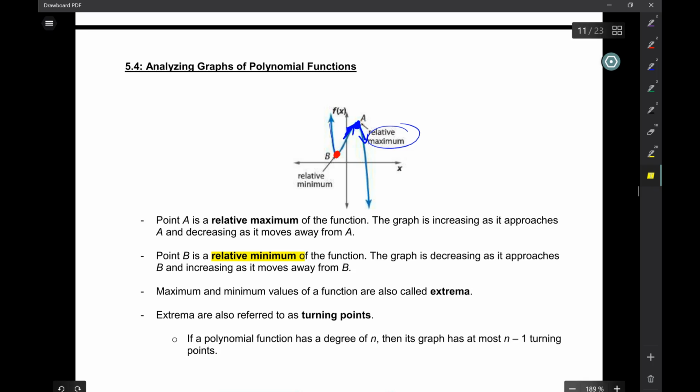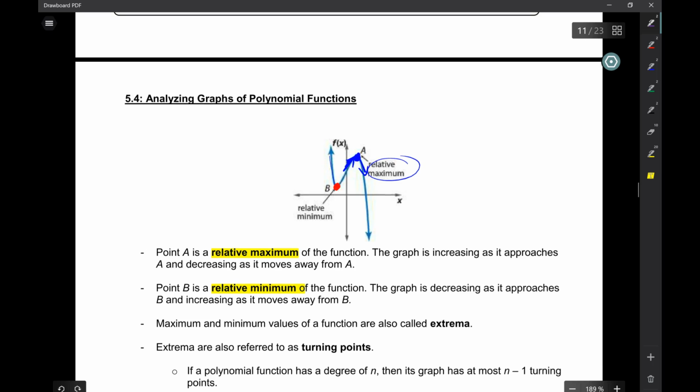Two new words so far: relative maximum, relative minimum. You can locate them from far away. Basically, a maximum looks like a peak. A minimum looks like a valley, right? And remember when we were talking about quadratic functions and parabolas, we said if a parabola looked like this, it had a minimum, and if a parabola looked like this, it had a maximum. So now if you have a function that has both a maximum and a minimum, we say each one is a relative min, relative max.